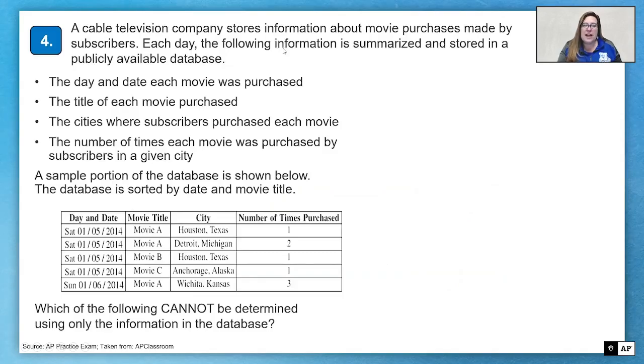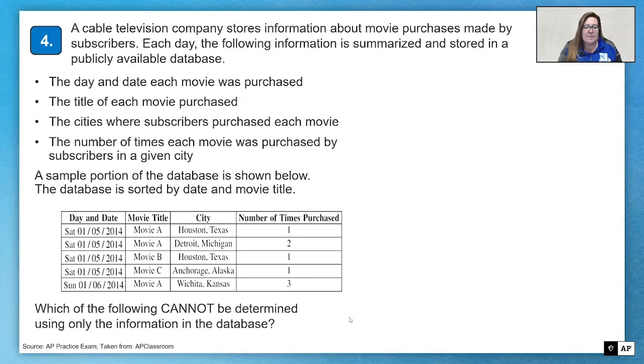In our next question, a cable television company stores information about movie purchases made by subscribers. Each day, the information is summarized and stored in publicly available databases. We have the day and date each movie was purchased, the title of each movie purchased, the cities, and the number of times each movie was purchased. We have a sample portion of the database shown. It's sorted by date and movie title.